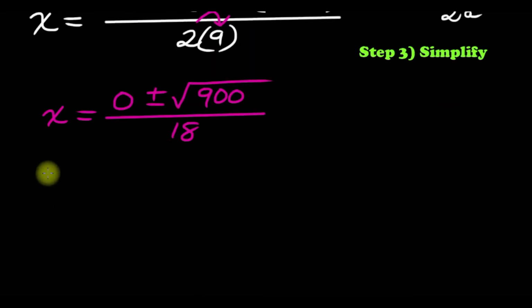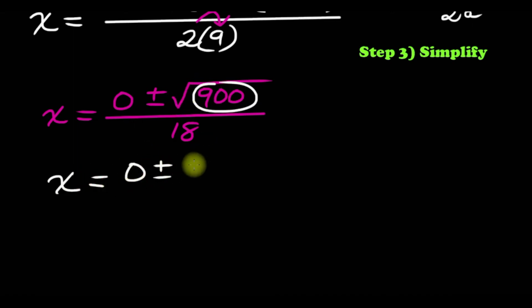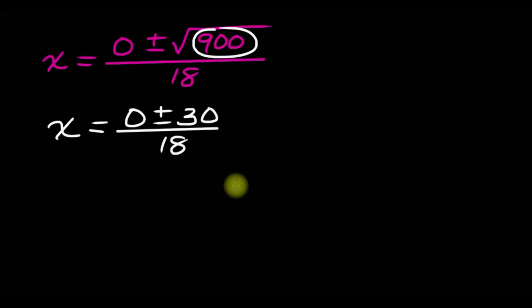So now we have x is 0 plus or minus. Okay, so when you take the square root of 900, you're just going to get 30. And that whole thing is over 18. Okay, so we're going to break this up because your B is 0. So when you take 0 plus 30, 0 minus 30, you're just going to end up with the same number. So we're just going to keep the plus or minus, and then you have 30 over 18.